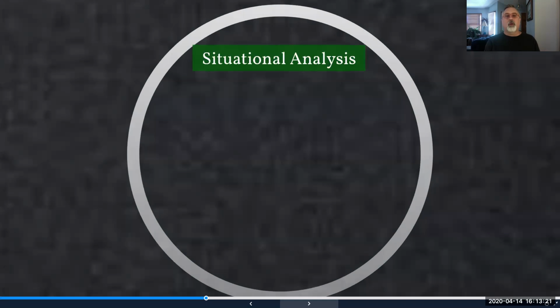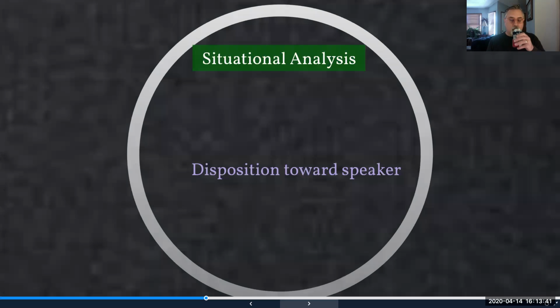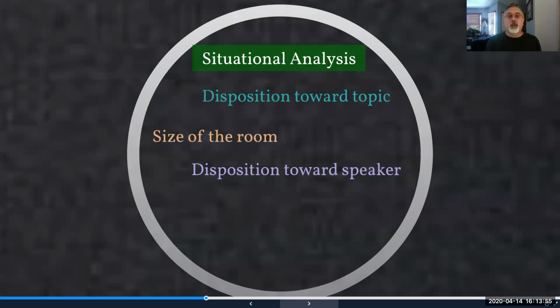Then the third part is situational analysis. So you're looking at things like, what's the disposition of the audience towards the speaker? A lot of times the audience knows something about the speaker coming in, and that affects how open they are to hearing what that speaker has to say, or open to the idea the speaker is presenting. Again, what's their disposition towards the topic? Are they really strongly against it? Are they fighting it? Are they openly protesting it? You know, that needs to be known ahead of time.